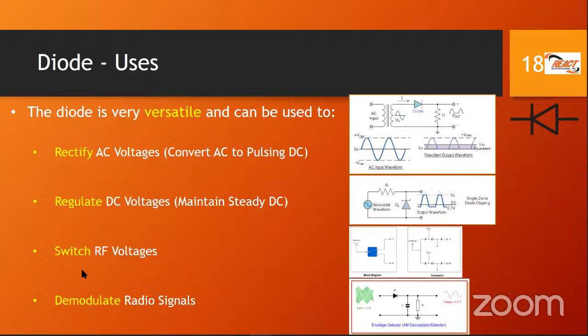It also switches RF voltages, or radio frequency voltages. We have a little circuit here that shows you using these diodes to switch. For example, maybe you have a crossband radio that does VHF and UHF, and you need to switch from one circuit to the next. You will use diodes to do that switching. And of course, to demodulate radio signals, you have the radio signal coming in here with the carrier wave and the applied signal, and you pass it through the diode and the rest of the circuit, and then you have the output. So you're demodulating from that.